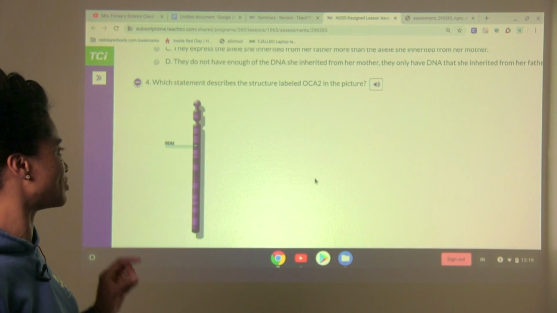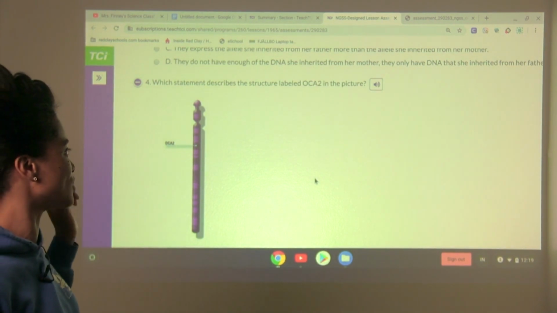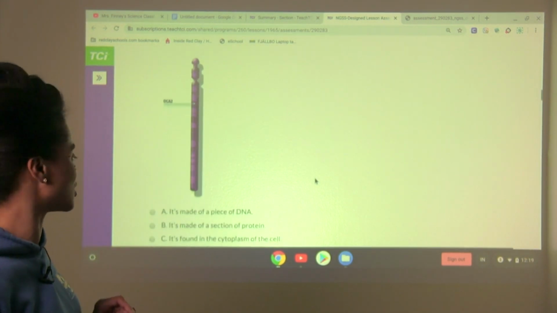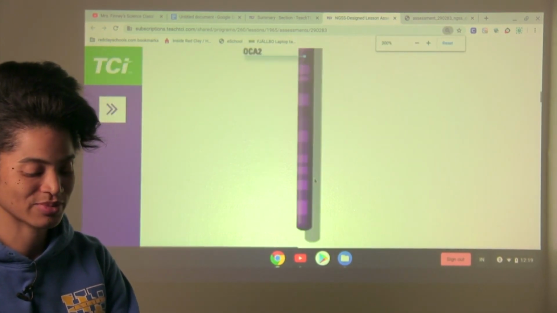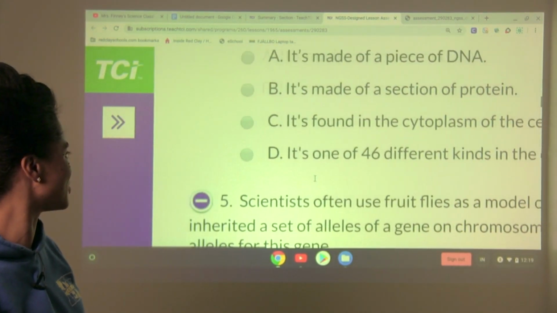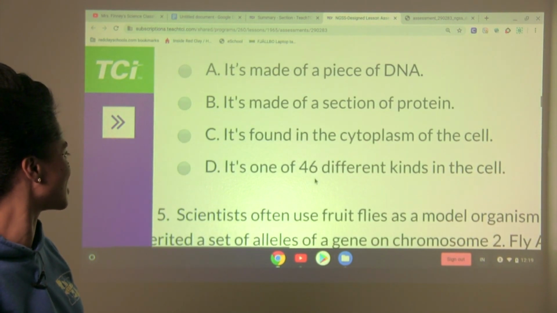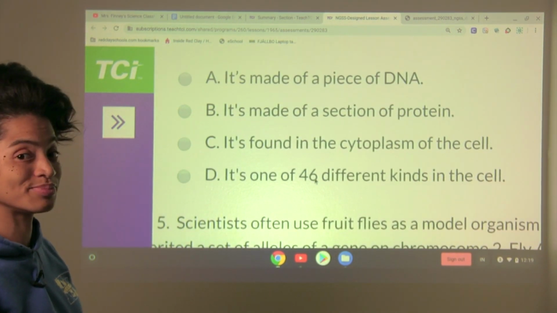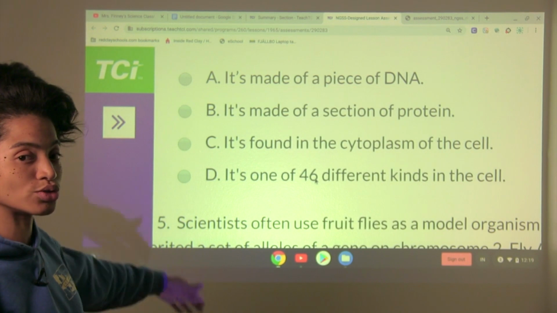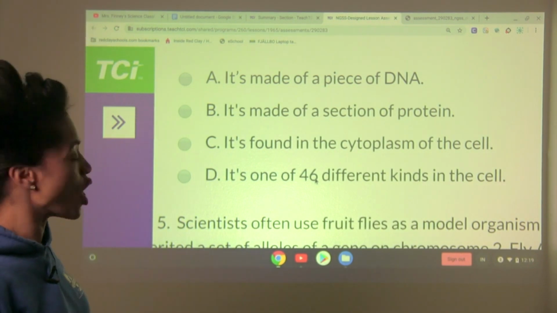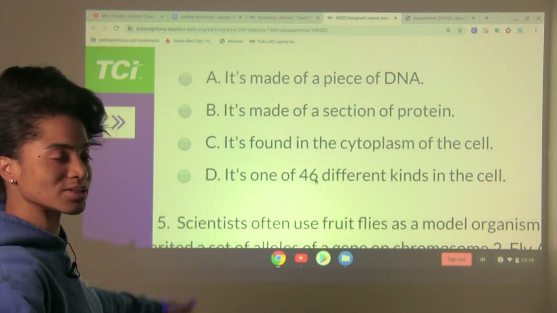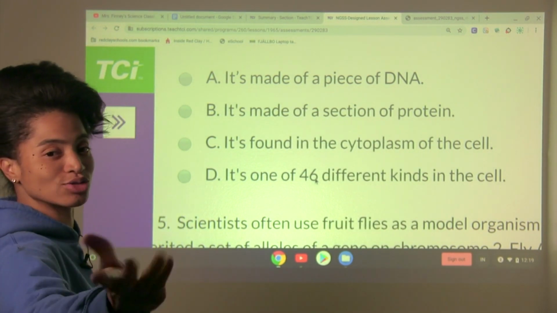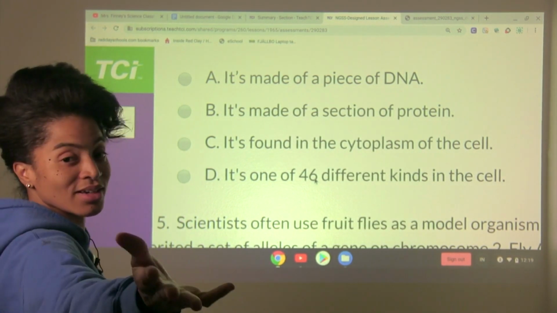Which statement describes the structure labeled OCA2 in the picture? Make your final choice. What do you think? Would you like to pick A today? Or would you like to pick B? Would you like to pick C today? Or would you like to pick D? Please tell me.